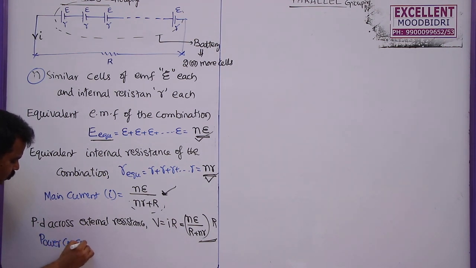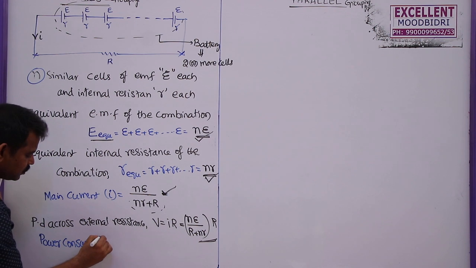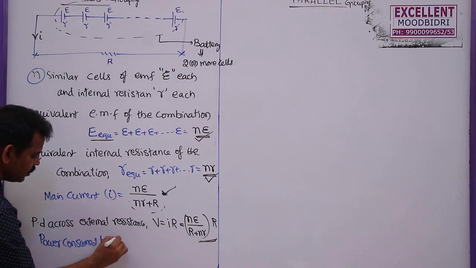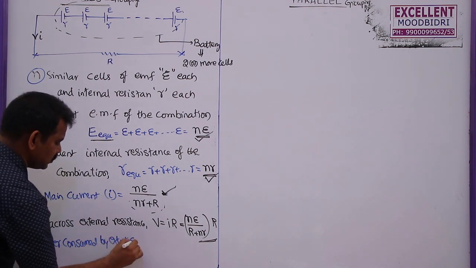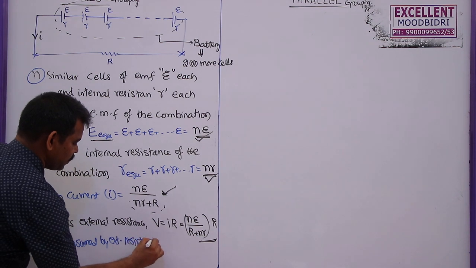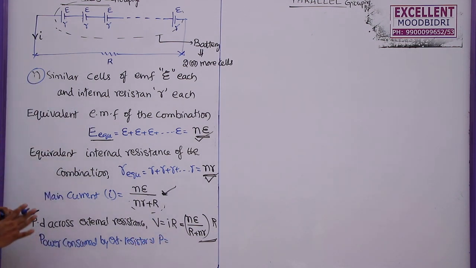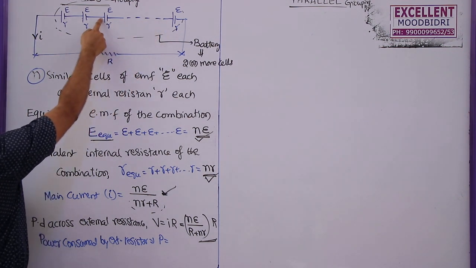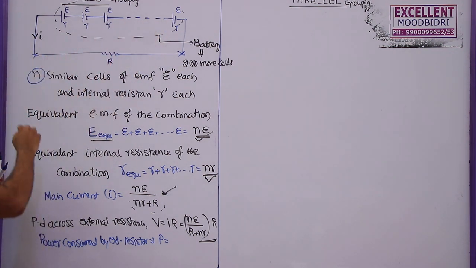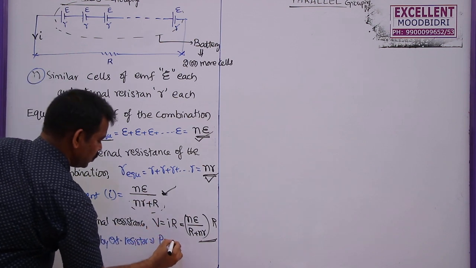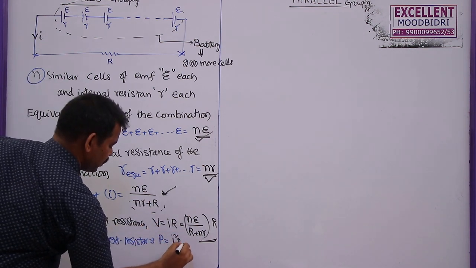Power consumed by the external resistance, that is capital R, is given by P. As these cells are connected in series, the same current passes through each cell, so the current will be the same. Power is given by P is equal to V square by R, or I square R. Here I am going to use power is equal to I square R.